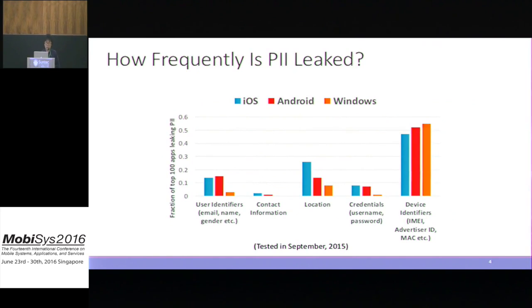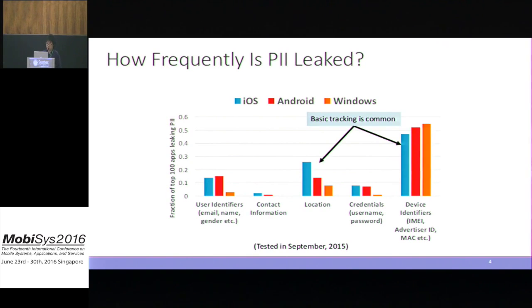Here is what we found. The x-axis is different types of PII leaks. The y-axis is the fraction of apps found in each OS that are leaking PII. And all the leaks in this chart are sent in plain text.